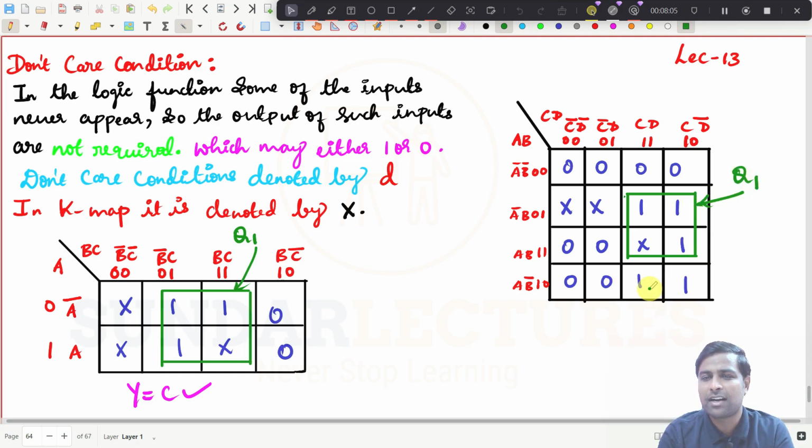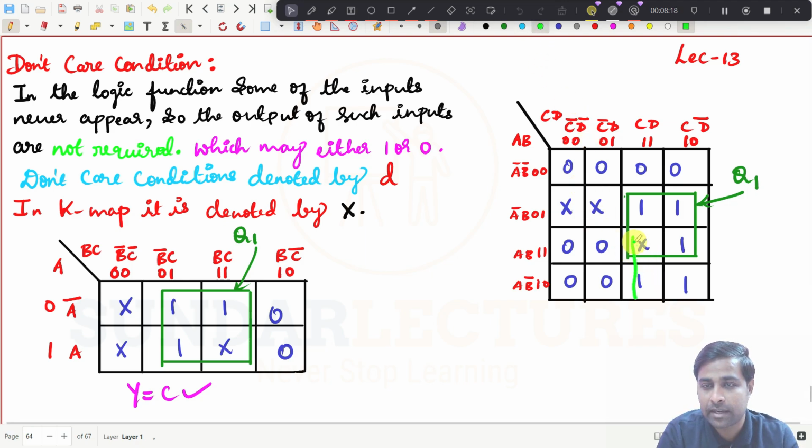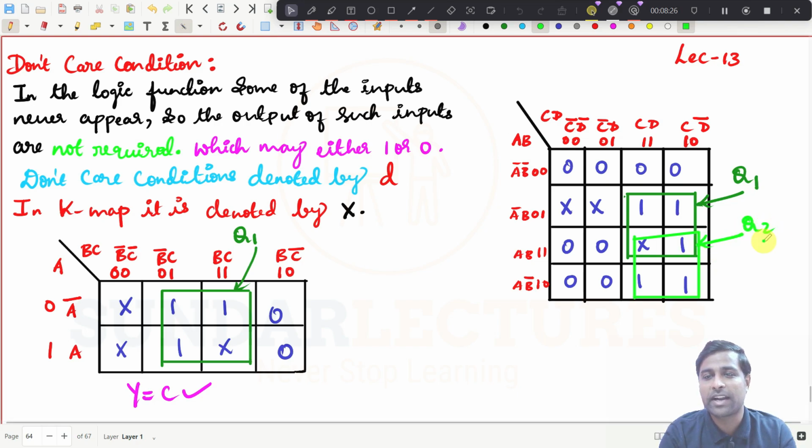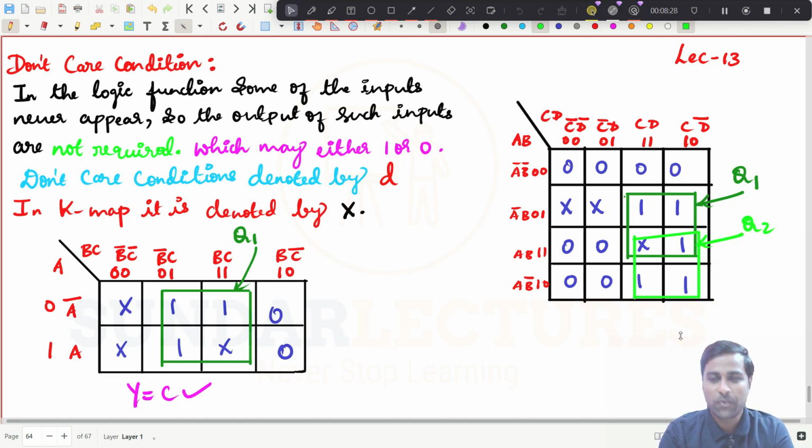Now I have these two ones. I need to cover them with a quad. Is there any quad possibility? Yes, there is a quad possibility. What I can do, I can consider this x to be 1. So what I can do now, I can make this as another quad. Right or wrong? This is also possible, right? What is wrong in this? This is also a correct answer. Try to understand. This is also a correct answer.